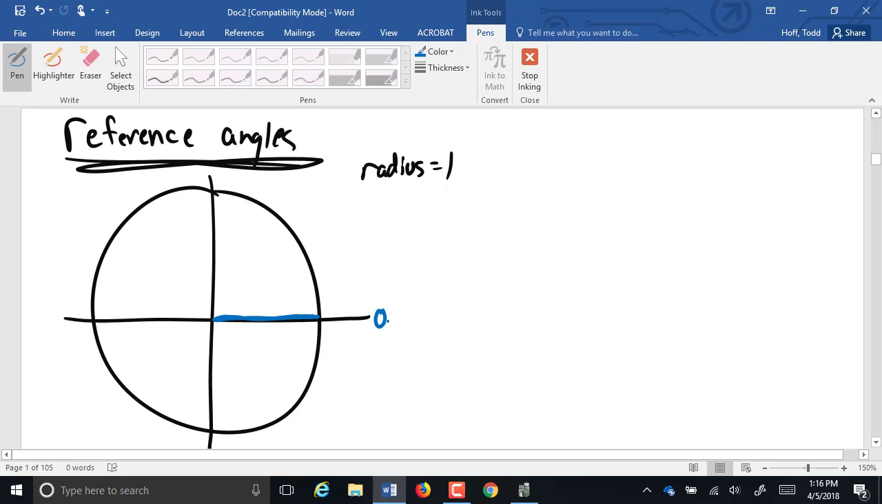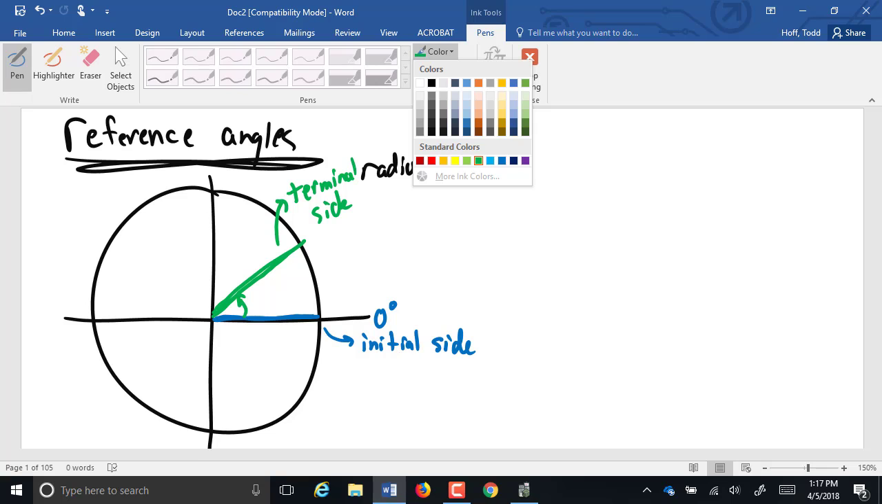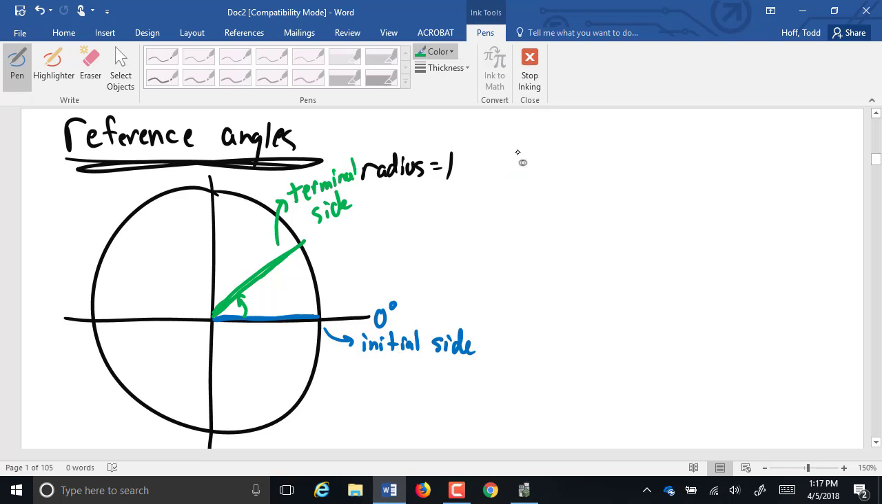Zero degrees here is referred to as the initial side. In other words, all angles start there at 0 degrees. And if we rotate a certain angle there, we get this green side, that is the terminal side. Let's say that that is at 40 degrees right now. So this angle would be 40 degrees. I'm also going to mark it out here as 40 degrees.